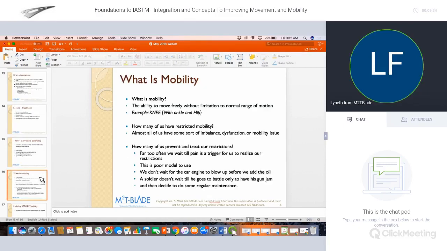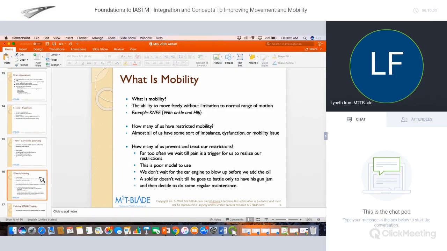So what is mobility? Mobility is the ability to move freely without limitations to normal range of motion. Like we talked about, you have the knee with the ankle and the hip. If I have a painful knee with too much motion, or too much inflammation, we're going to look at the ankle and the hip. We're going to be adhesed at the ankle and adhesed at the hip, which can cause those issues at the knee.